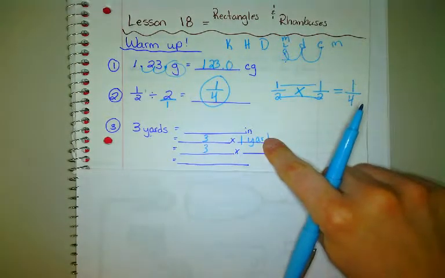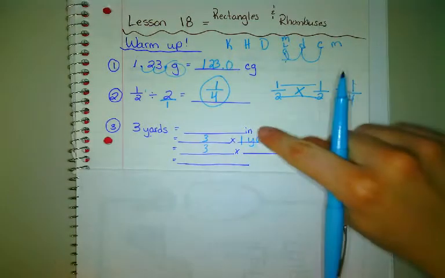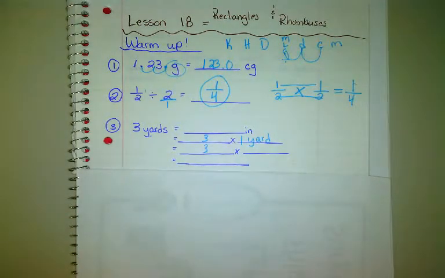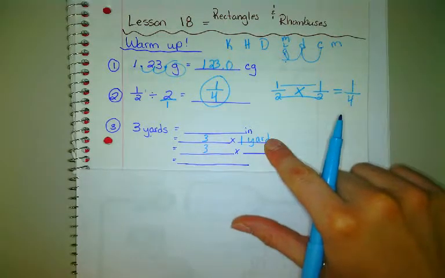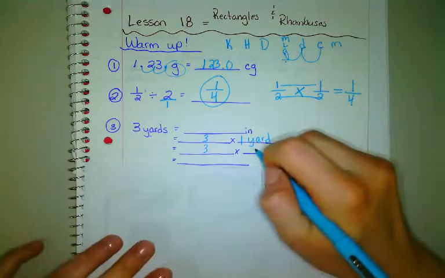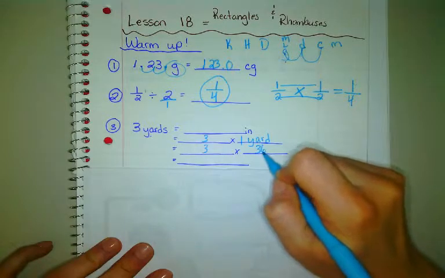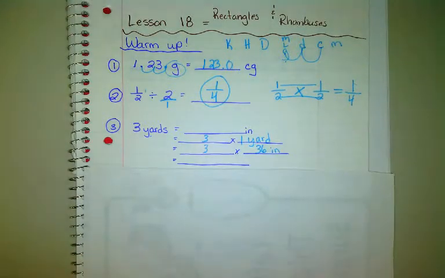Now, I know there are 36 inches in 1 yard because I know there are 12 inches in a foot and there are 3 feet in a yard. So 12 times 3 is going to get me 36. So now I'm going to change my yard to 36 inches. My yard to 36 inches.